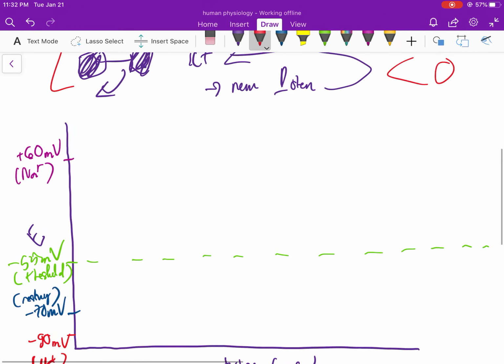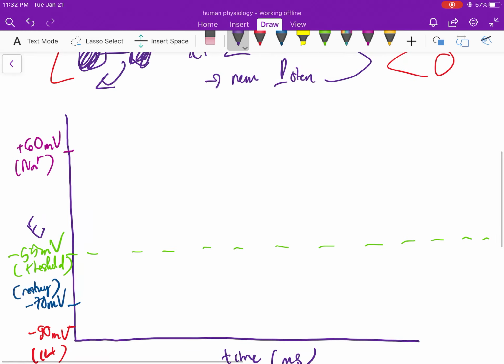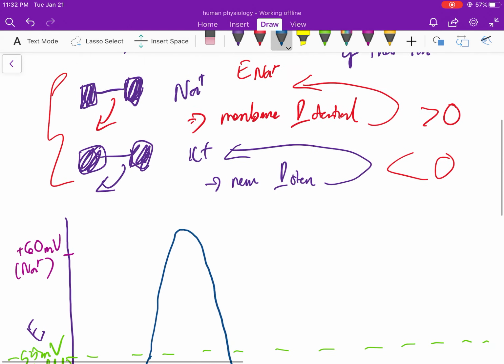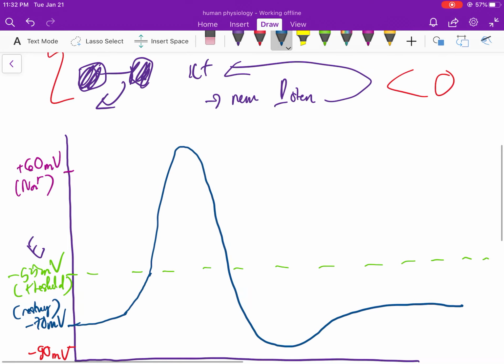At first, our membrane voltage will start at the resting membrane. And if our stimulus reaches the threshold at negative 55, now we will have an action potential, which goes up and then goes down and then goes back to resting membrane. So how do we link the activity of all the gates in this graph?